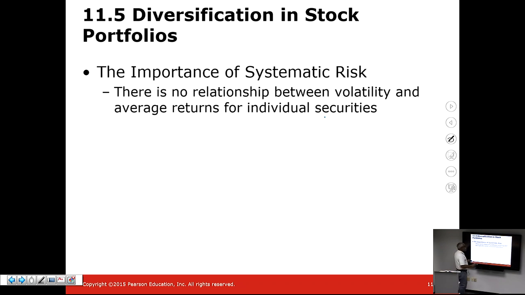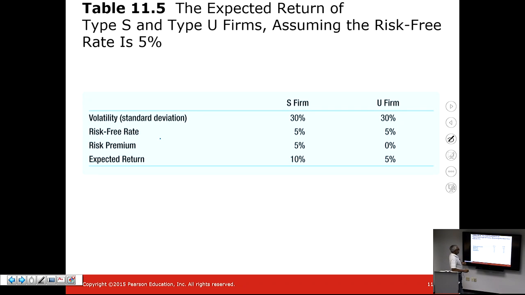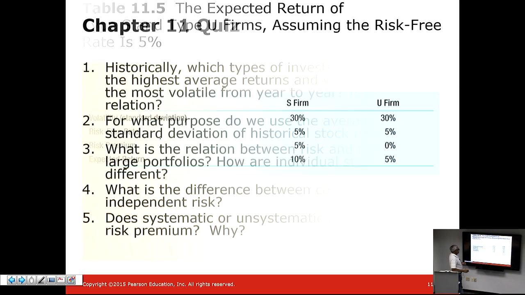So there is no relationship between volatility, which is sigma, and return. No relationship. But there is a relationship between systematic risk and return. And we will learn what the relationship is in the next chapter. So that concludes chapter 11.